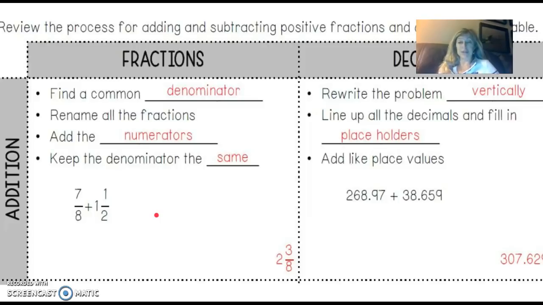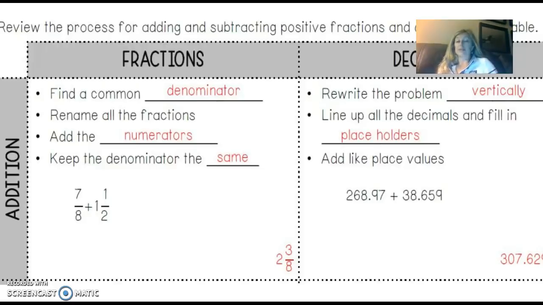Now test this on your calculator, because we're going to use our calculators all the time. Put 7/8 in there and add 1 1/2, and see if your calculator gives you 2 3/8. And if it doesn't, we need to talk about it.